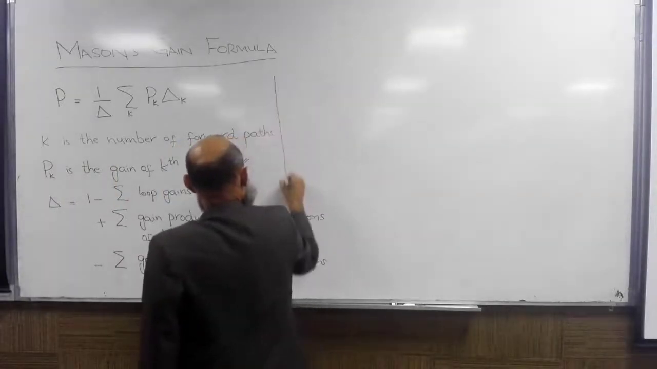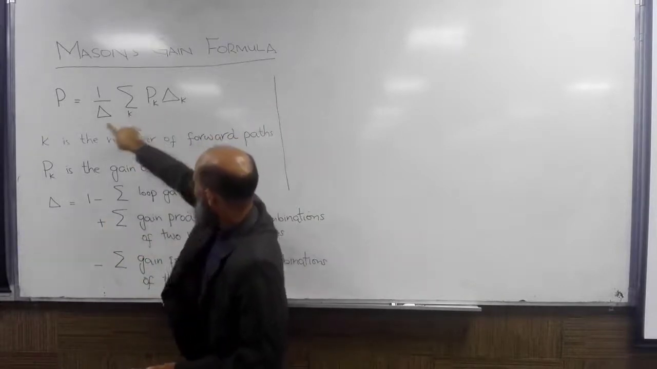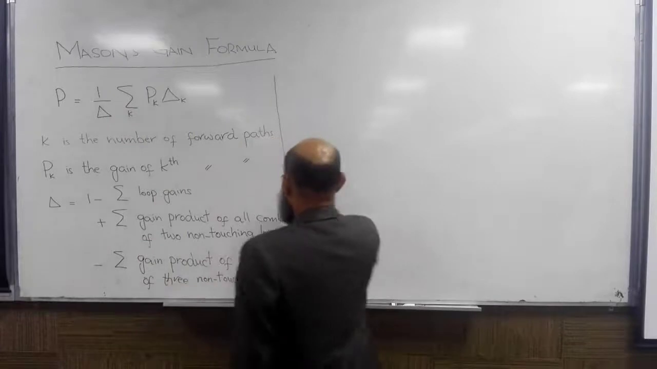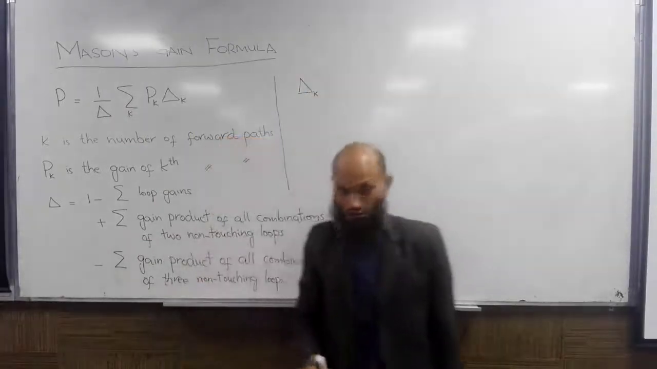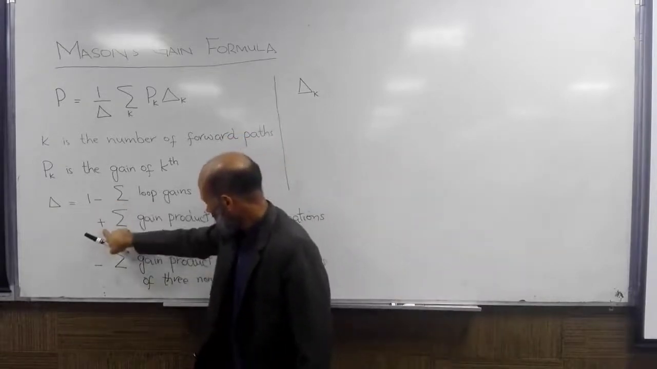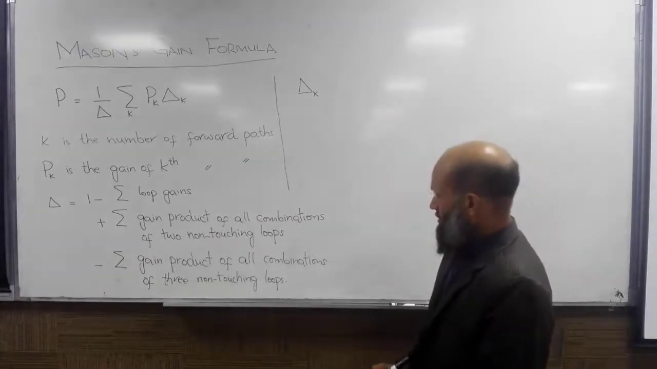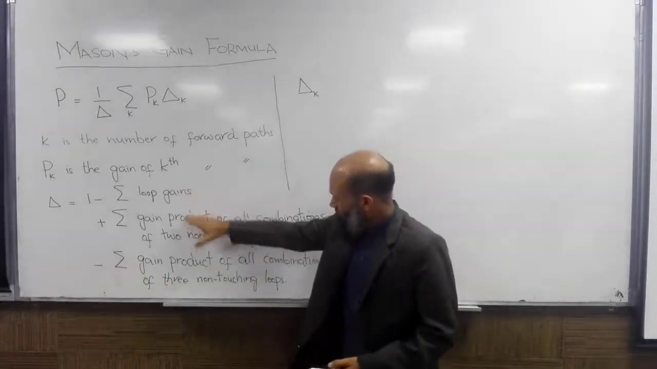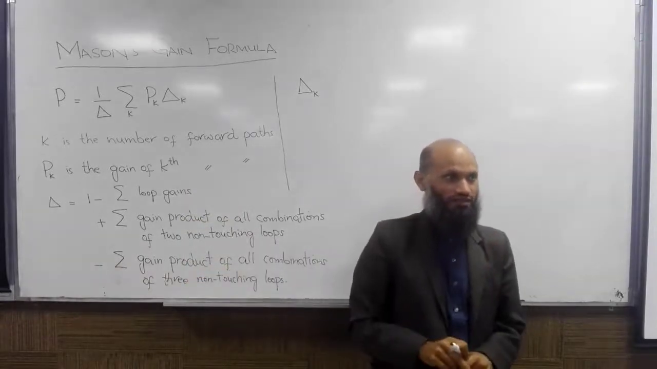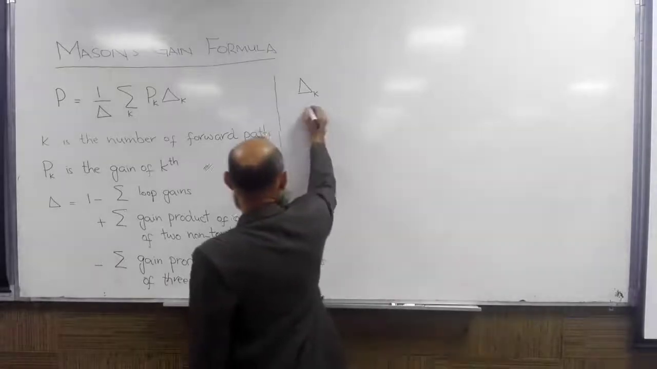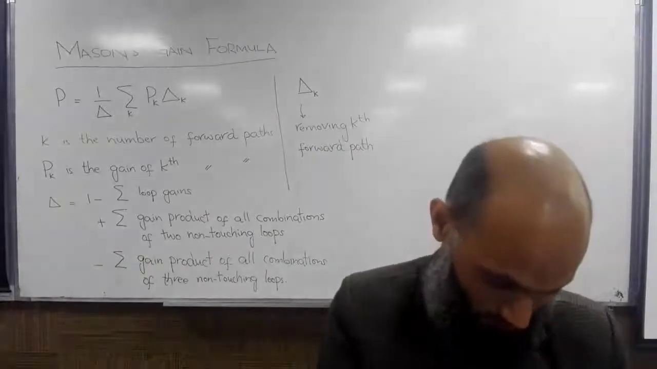And then we have talked about K, Pk, delta, and what is delta K? Here negative sign, positive, negative, positive, and so on. Delta K is obtained by the same formula, but by removing the kth forward path. Just to elaborate this, we take an example.